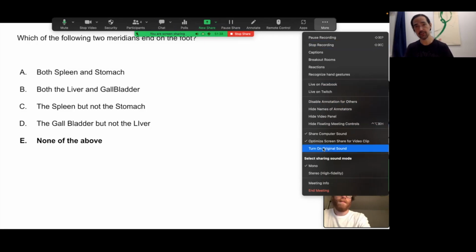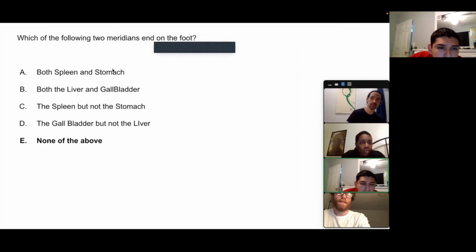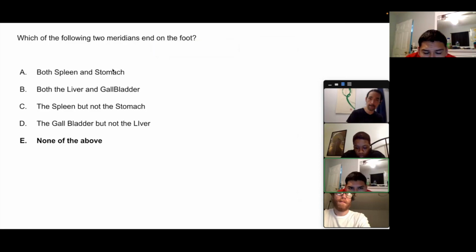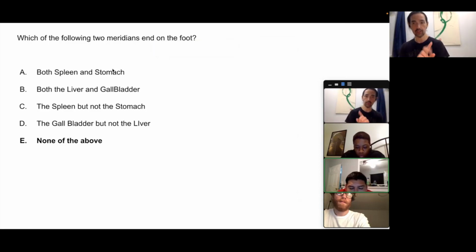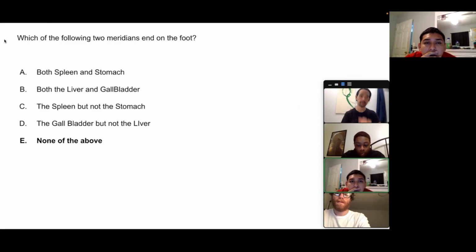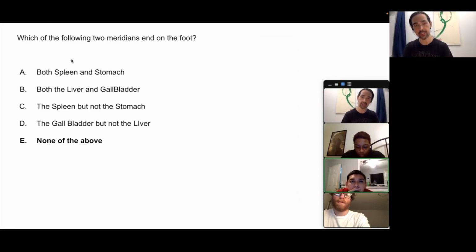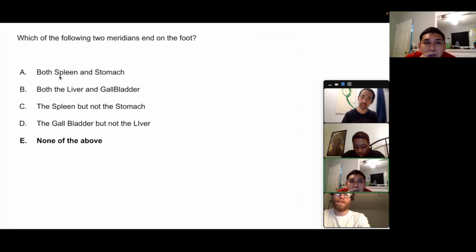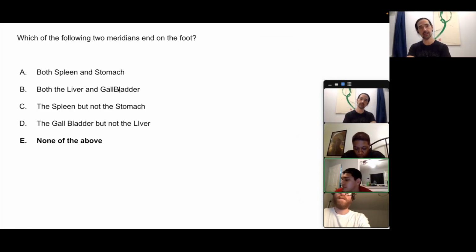Is that two yin, two yang, or a yin and a yang, Marcos? Spleen and stomach, is that two yin on the outside? That'll be two yang, right? That's right. The stomach is yang. The spleen is yin. Yeah. Liver and gallbladder: do they both end on the foot, Charday?